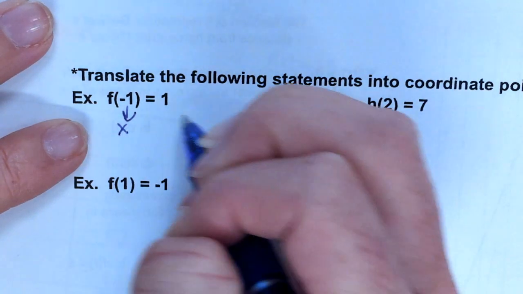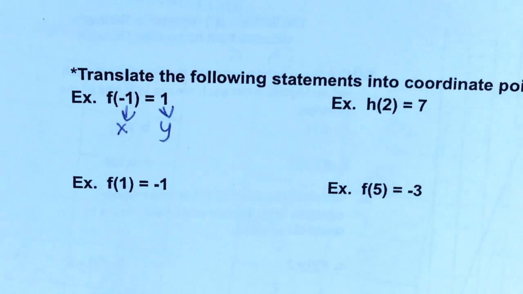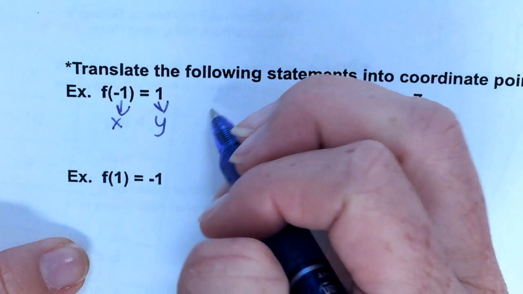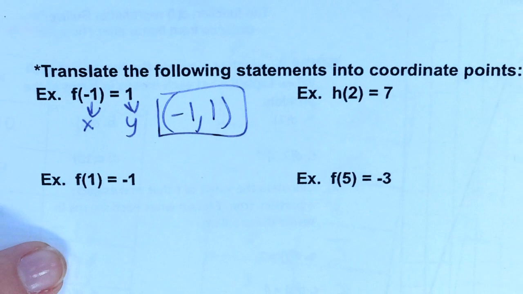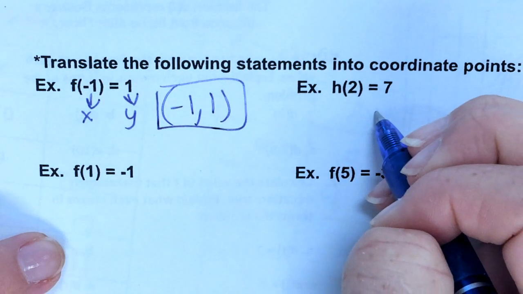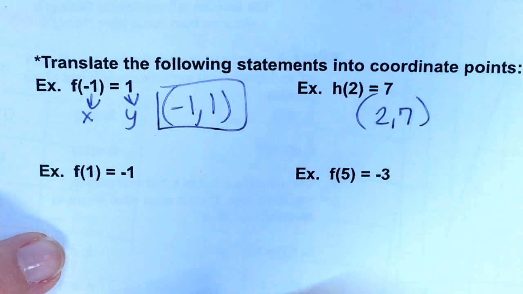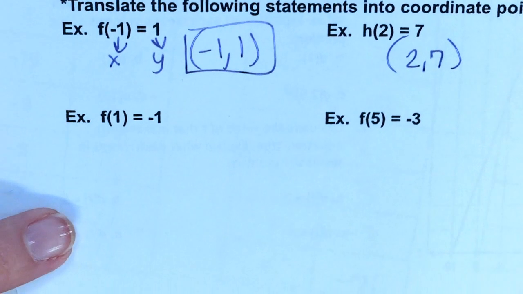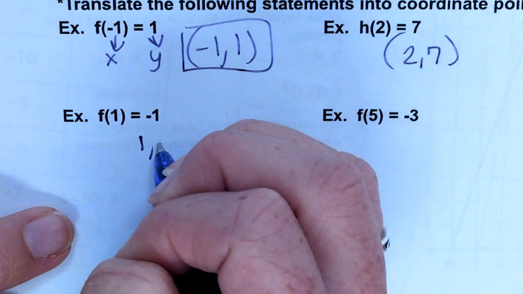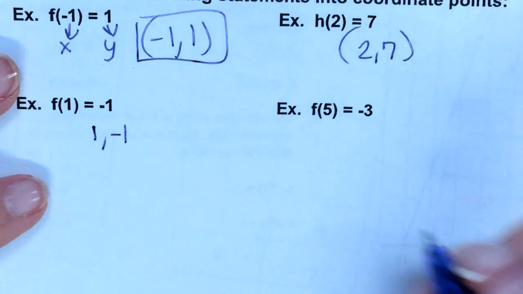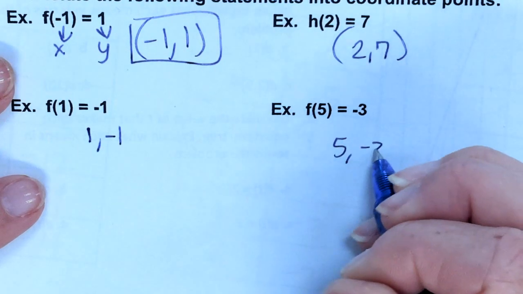This is the x value. This is the y value. So how would I write that as an ordered pair, a coordinate? Negative 1, comma 1. How would I write this one? 2, 7. How about this one? 1, comma, negative 1. And the last one, 5, comma, negative 3.